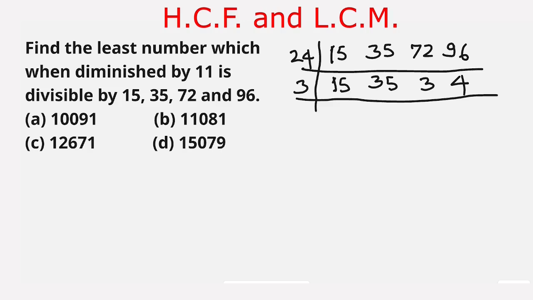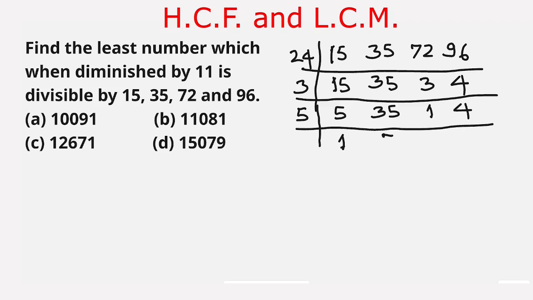3 divides 15 for 5 times. We write 35 as it is. 3 divides 3 for 1 time. We write 4 as it is. Now we divide by 5. 5 divides 5 for 1 time and 5 divides 35 for 7 times. We write 1 as it is and 4 as it is. Now 7 and 4 are co-prime numbers. So we can directly find the LCM by multiplying these numbers.